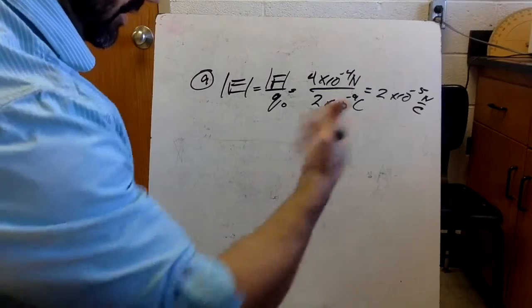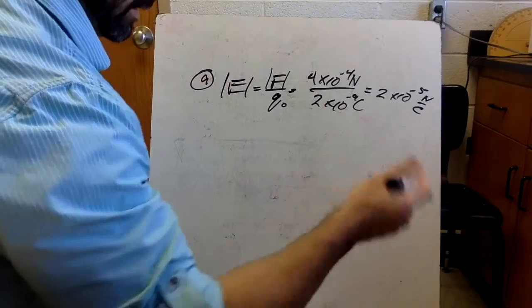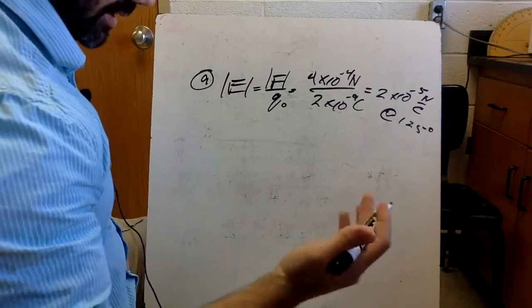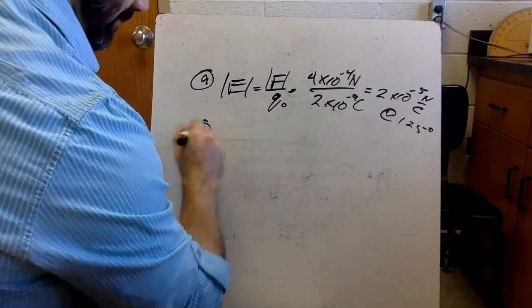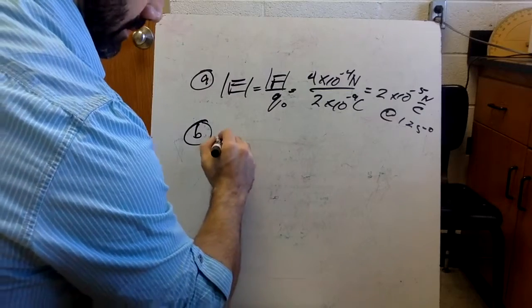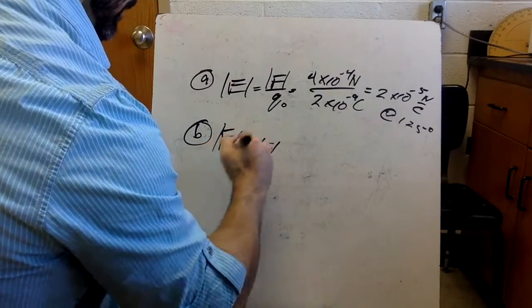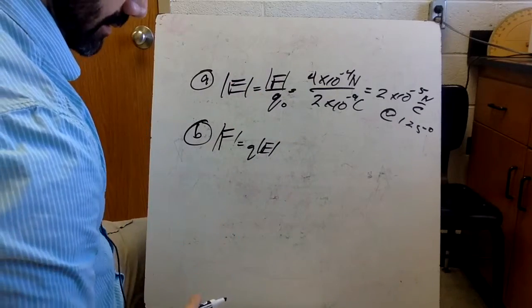All right, so that's the electric field, and it's at 125 degrees, same as the force. For B, we're looking now at F equals QE. Same equation, we just rearrange it now.